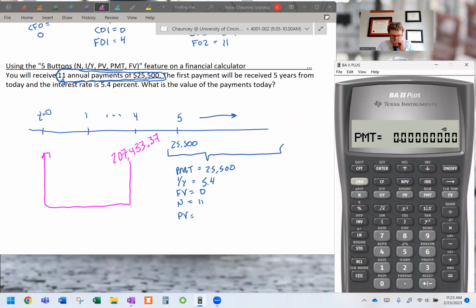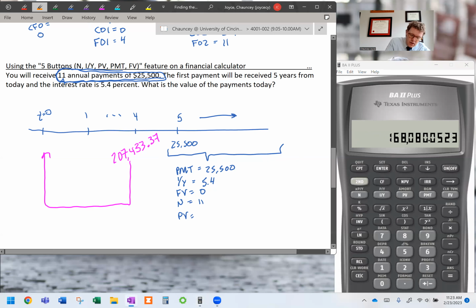So I'm going to put 0 in for payment. My discount rate is still 5.4 as your IY. And here's the key. It is 4 periods of discounting, not 5. And then you compute your present value and you see, ignore this negative, and you still get the same answer of $168,080.05. This is a very tricky question. I think the hard part of it is knowing when that first payment occurs.